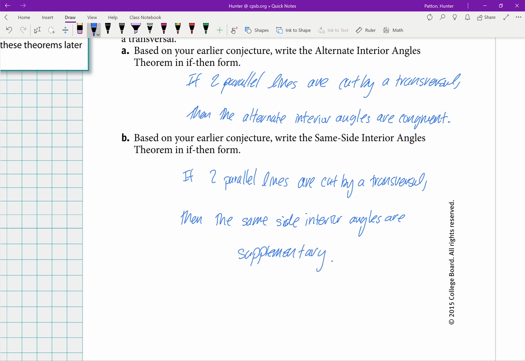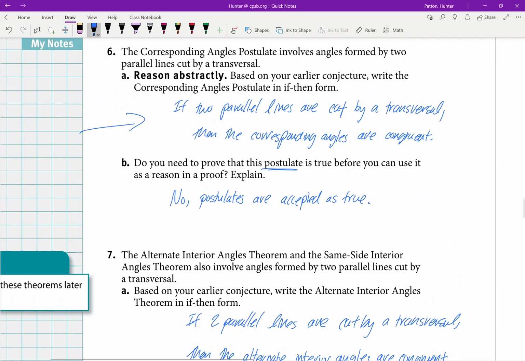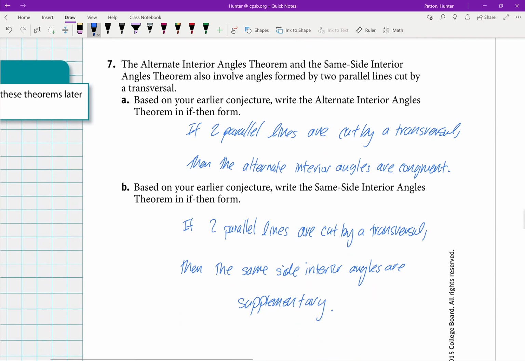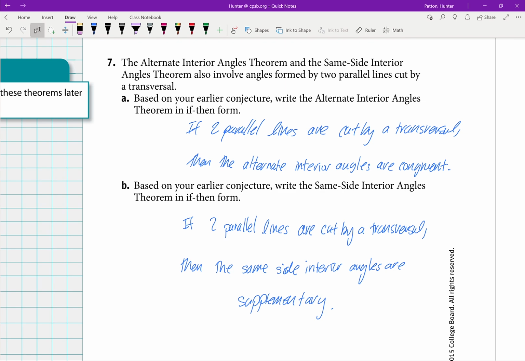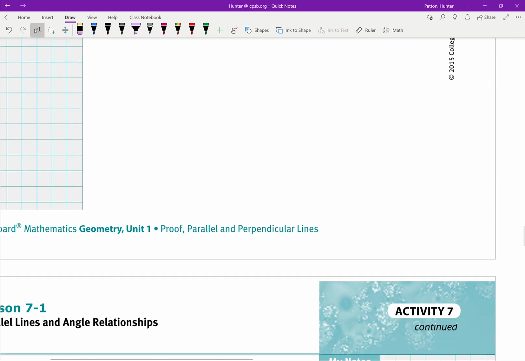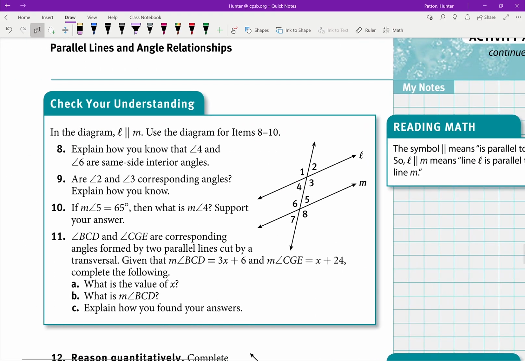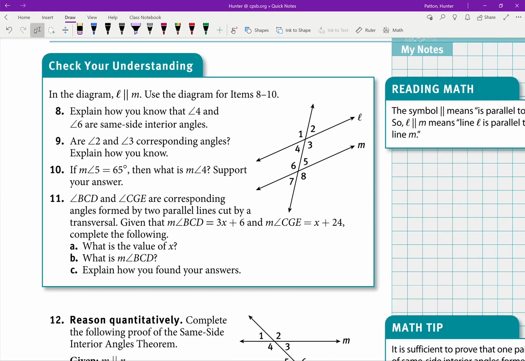Alright, I want you to go ahead and also write the corresponding angles postulate on your list of justifications, because we do not need to prove it, so you can use it in a proof now. Okay, we have not proven the latter two, so don't write those on your list yet, because we have to prove them first. Alright, next, I want you to pause your video. I want you to do 8 through 11 on your own, and then we will check your answers, okay?